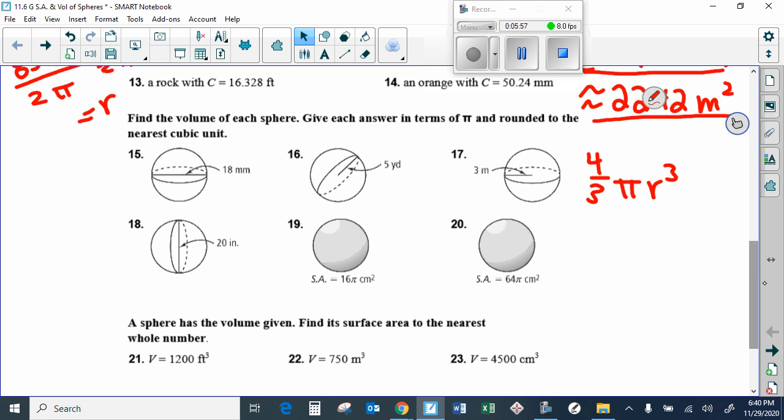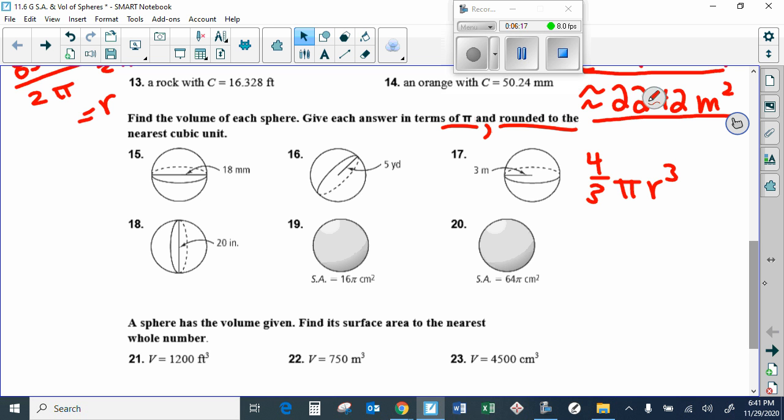Give each answer in terms of pi. That means leave it, and rounded. So two answers for each one, to the nearest cubic unit. Cubic unit would just be the nearest whole number, again, natural number. So you're doing two answers, one in terms of pi for the exact answer and one in terms of the nearest natural number.